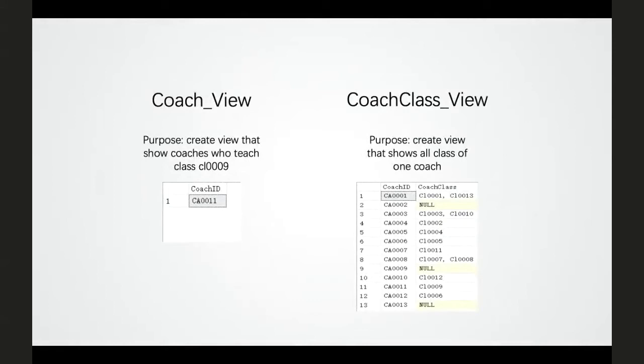The second view is coach class view. It shows all classes of one coach. We use multi-valued column for reporting. So we can see some coaches have 1 or 2 classes and some coaches don't have any classes. The multi-valued column is more readable than the single value column in our view.